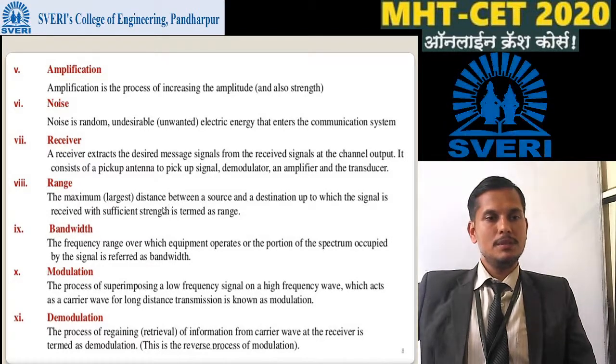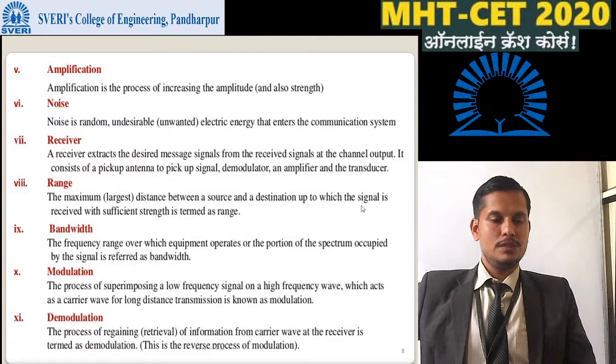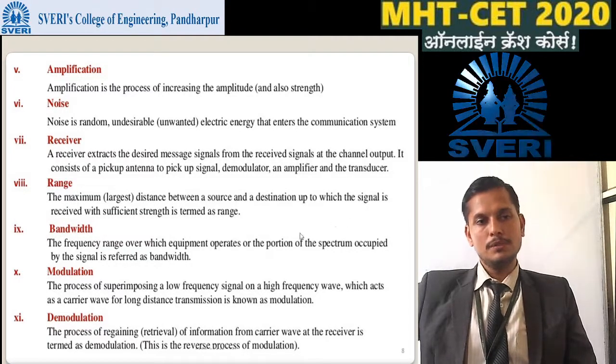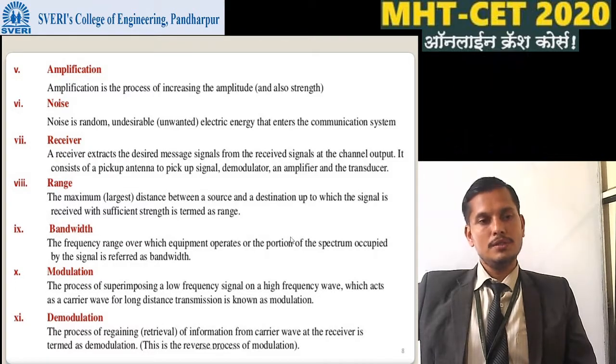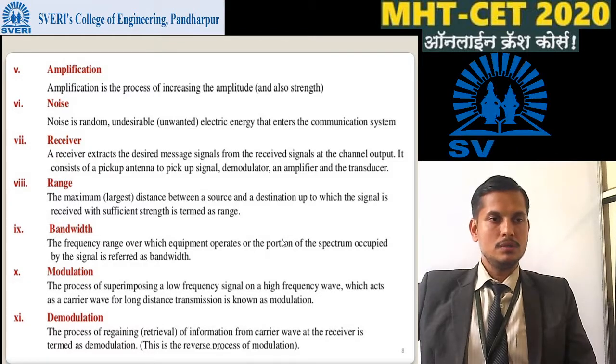The maximum distance between 2 points, that is source and destination, up to which the signal is received with sufficient strength. So maximum distance is one condition, and the second condition is sufficient strength, that is the range. Next is bandwidth: the frequency range over which equipment operates, or the portion of the spectrum occupied by the signal, is referred to as bandwidth.